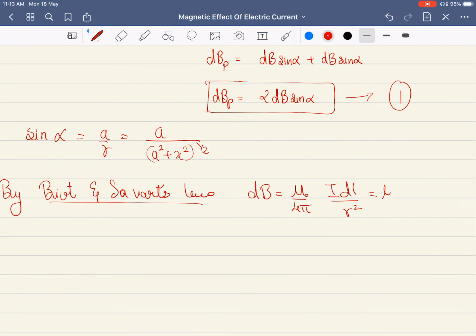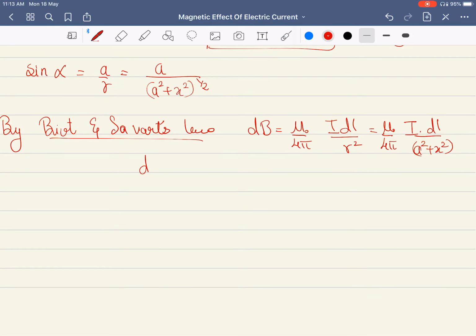So we can write it as mu naught by 4 pi, I dl upon r square. What is the value of r square? a square plus x square. Okay. So when I say delta L, when we integrate dl, the integration will be the total length of the coil. And the total length of the coil will be equal to what? The circumference of the coil, that is equal to 2 pi into r. What will you write in place of r? a, because a is the radius of the coil.